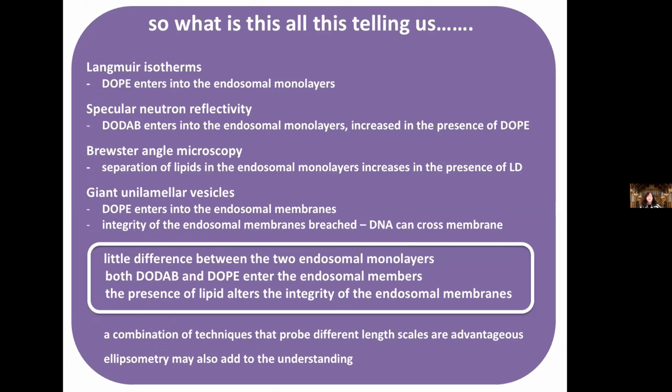But just to summarize, in these studies, we found there was little difference between the two endosomal monolayers that we were looking at. We could see that both DODAB and DOPE entered the endosomal monolayers, and the presence of lipid actually altered the integrity of these membranes. And hopefully I've shown you that the combination of techniques is really powerful in understanding the systems that you're interested in. Just to add, there is another technique that we use at Manchester that I've not spoken about today because we didn't use it in this study, a technique called ellipsometry. And that can also add a little bit more understanding to the system that we're interested in.